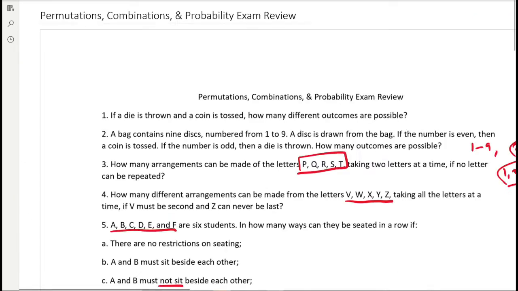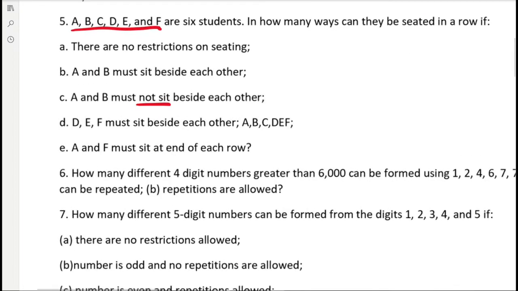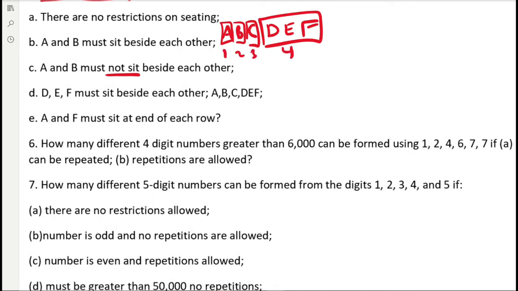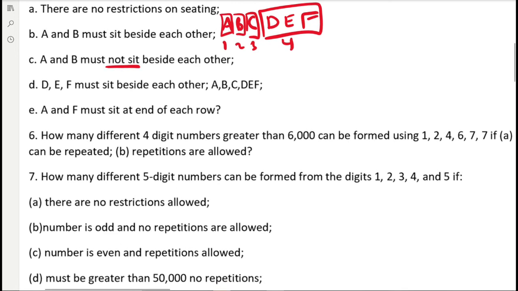So for part D, D, E, and F must sit beside each other. Let's do that over here to save some room. So D, E, F must sit beside each other. That means that we have A, B, C, D, E, F. Let's put those as one entire unit, and then these are individual units. So we have four different building blocks that we can rearrange. DEF must be moved as one big group. How many ways do I have of arranging those? That's going to be four factorial ways of rearranging those blocks with each other.